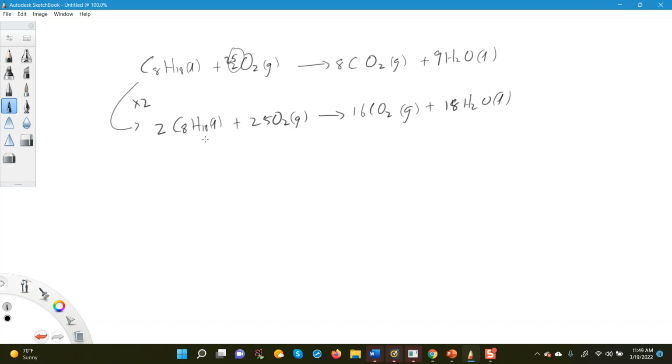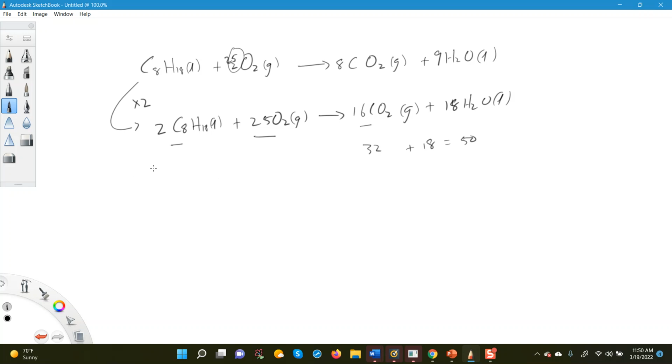And as always, I tell my students whenever they're balancing equations, do a final check through to make sure that everything is balanced. So let me do that quickly. Here, we have 16 carbons, 36 hydrogens, 18 times 2, 36 hydrogens on the right. And then we have 50 oxygens. Here we have 32 oxygens plus 18 oxygens. So that gives you 50 oxygens. So everything is balanced. So that's the first thing we needed to do in order to answer this question.